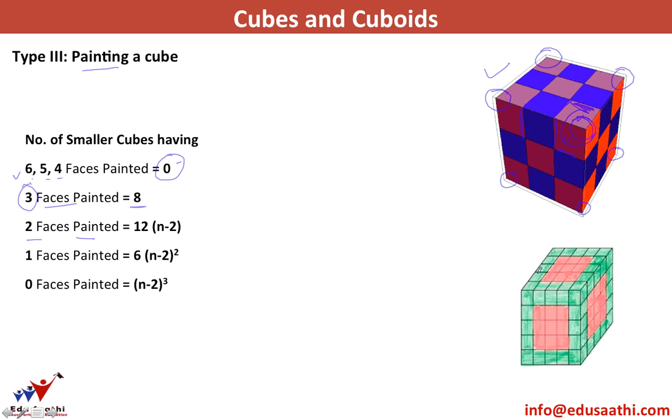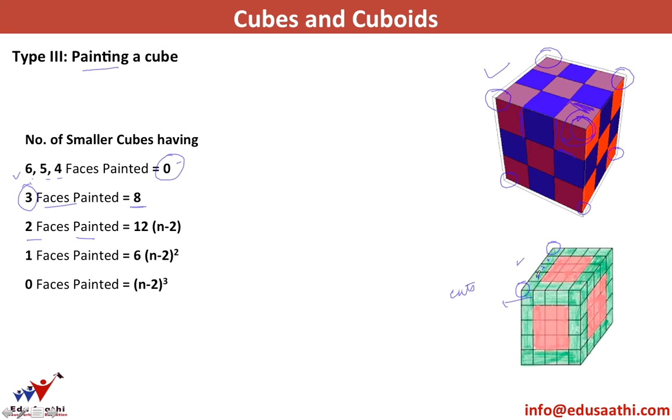Now for 2 sides, look at this figure here. This cuboid was painted green and then it was cut. Now these black lines, they show the cuts. For 2 faces painted, you know that this cube at the corner here has 3 faces painted. Similarly, this cube at the corner here also has 3 sides painted. If you look at this cube and this cube, you see that these 3 cubes will have only 2 sides painted.